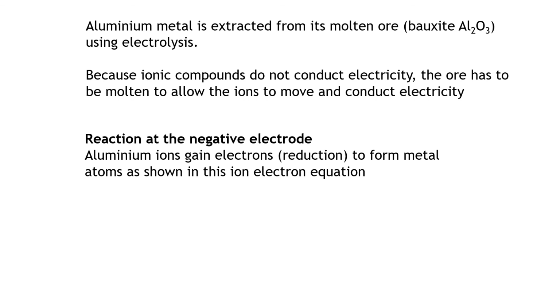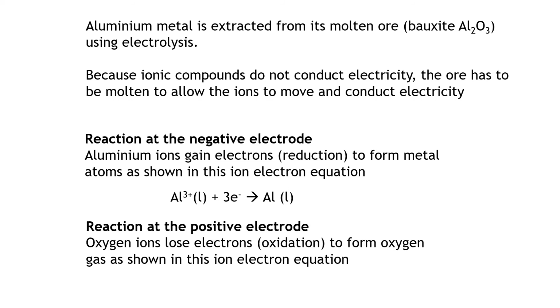Once the solution is molten, this reaction occurs at the negative electrode. In aluminium oxide, the Al 3+ ions will gain 3 electrons to form aluminium metal. And at the positive electrode, the oxide ions will have a 2- charge, they will move towards the positive electrode and lose 2 electrons in order to form molecules of oxygen gas.